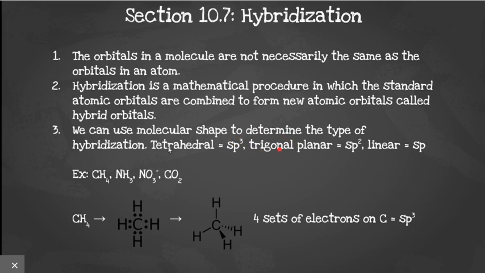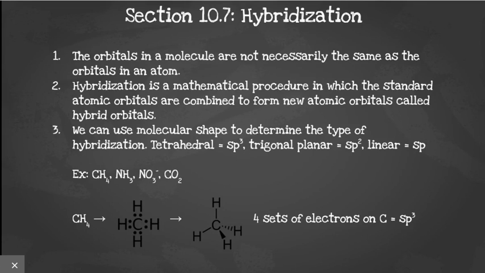Trigonal planar, the steric number is 3, so you have 1s and 2p orbitals. We need to add up to 3. So trigonal planar is going to be sp squared. And then linear, we just have a steric number of 2. So we only need 2 orbitals, 1s and 1p. So it's sp hybrid. Okay, so down below, we can see methane, CH4, there's its Lewis structure.